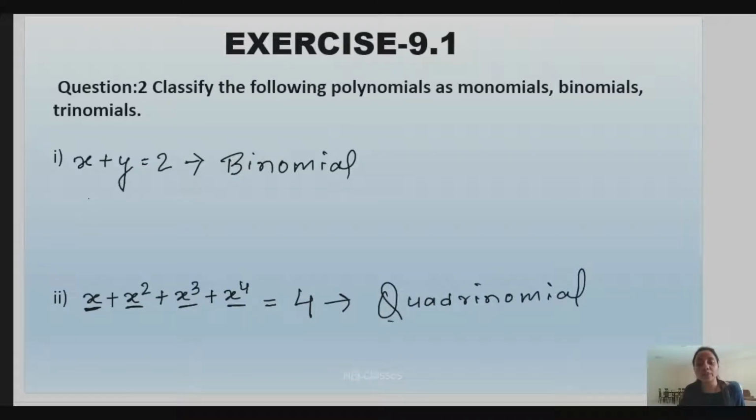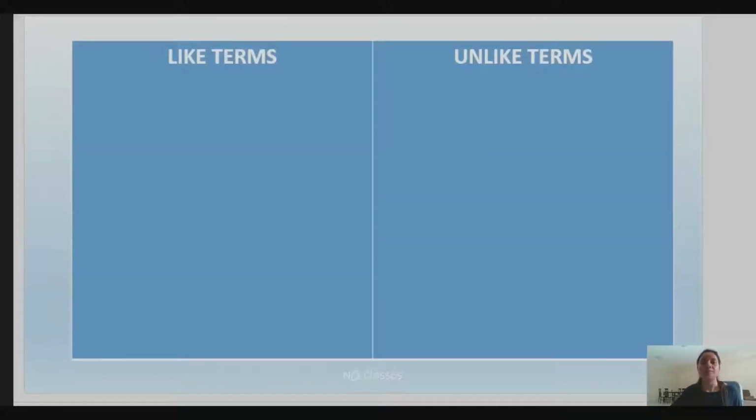Okay, you already know this quad means 4 in mathematics. Quadrilateral you have done, here it's called quadrinomial. Now we will discuss the concept of like terms and unlike terms. So what are like terms? If we are having twice of x and thrice of x, these two are like terms.